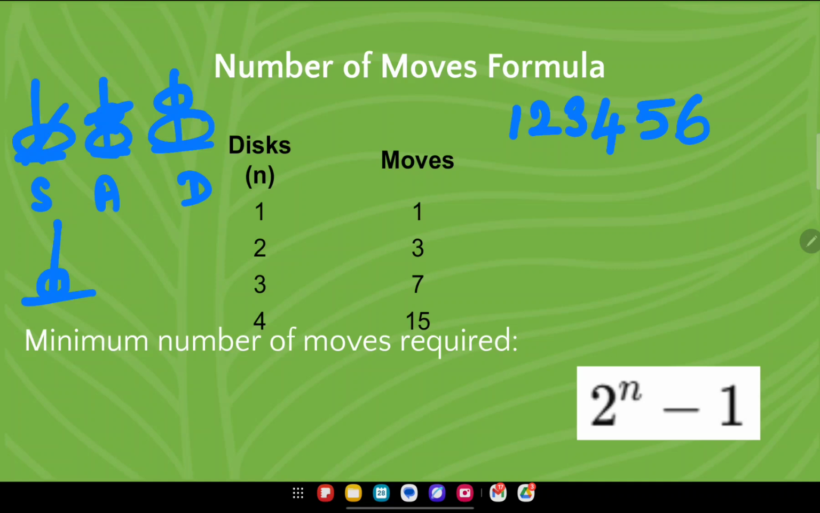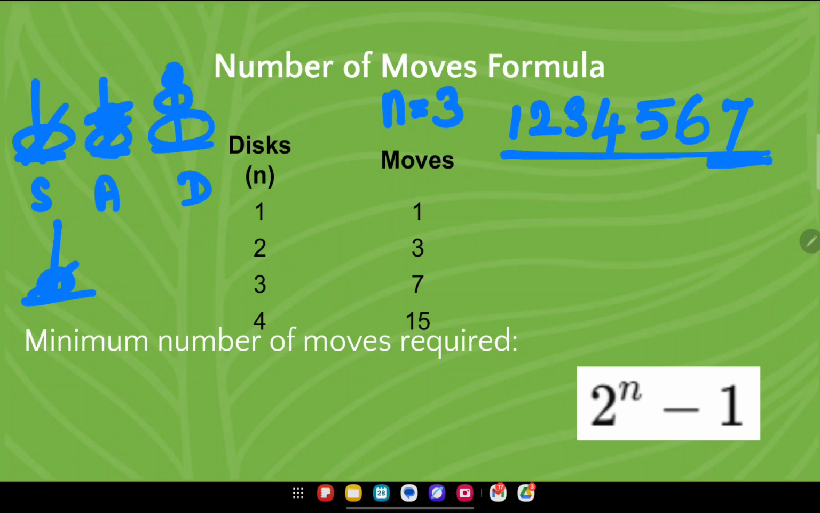Now we have to move disk 1 from source to destination. Now the smallest disk is here, and we move that disk to the destination. Now the movement number is 7. Now the source rod is empty, the auxiliary rod is empty, and all 3 disks are shifted to the destination rod. So for 3 disks, we have 7 moves.